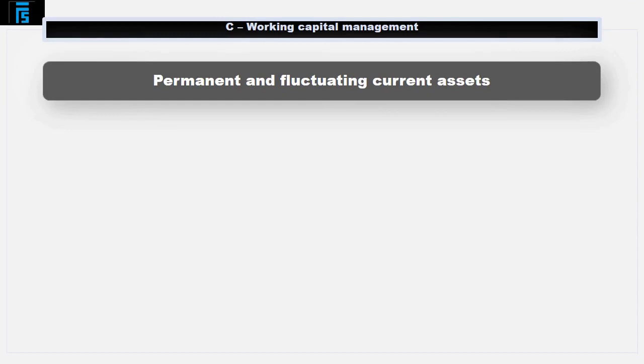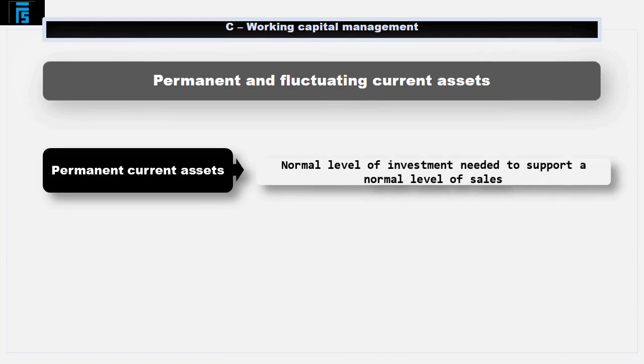Permanent and fluctuating current assets. So what are these when they're at home? The normal level of investment needed to support a normal level of sales. If the company decides to expand and increase its sales, this core level goes up. So if we take an example of a toy shop, the management should know month on month how much inventory, cash and other current assets they need to keep operations running smoothly. This is the permanent working capital investment needed.